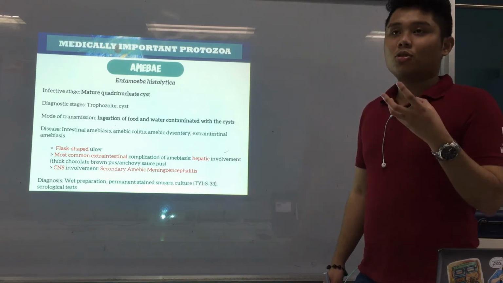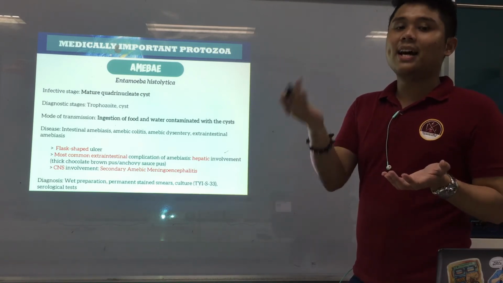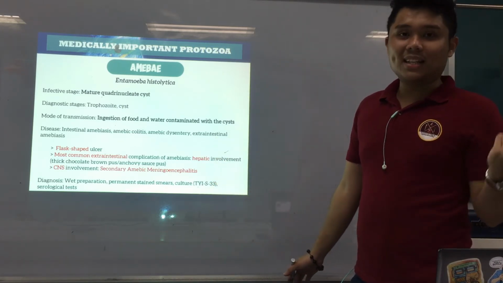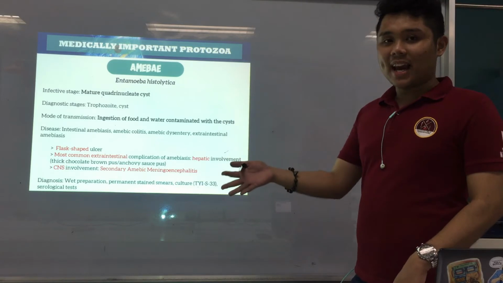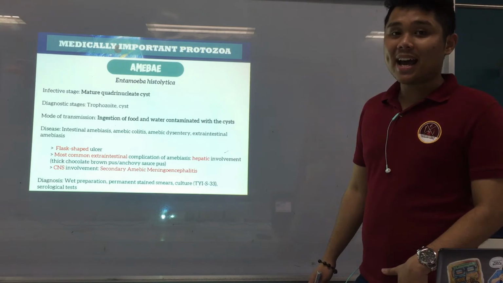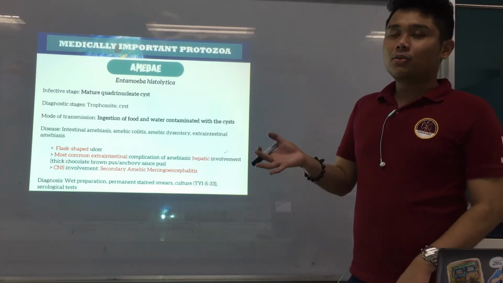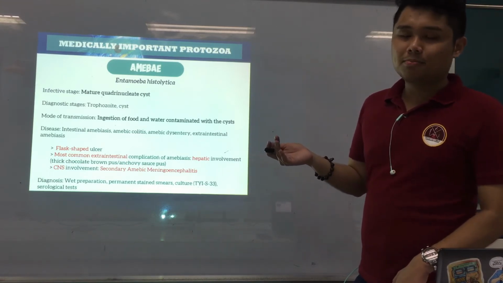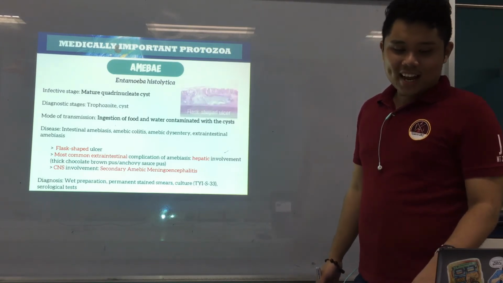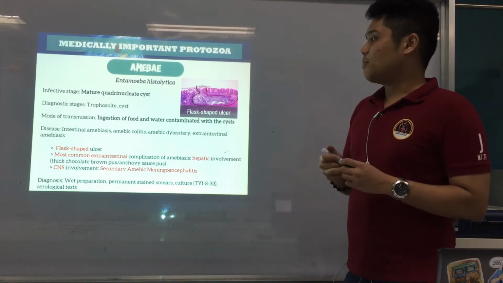Wet preparation. You process the stool: you get a stool sample, put it on a slide, add 1 drop of NSS, and then examine under the microscope. That's wet preparation, our next activity. And stain smears, we stain your smears so that we can view them. Culture using the medium TYIS33, and serological tests, using your serum and testing immune components like antigens and antibodies. And this is a picture of a flask shape. As you can see, it looks like a flask.